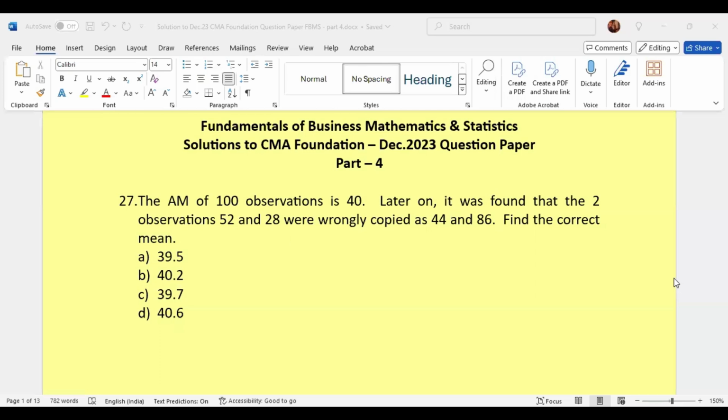Hello everyone. This is in continuation to our solving of December 23 CMA Foundation Business Mathematics and Statistics question paper. This is part 4 of it. First question is the 27th question.